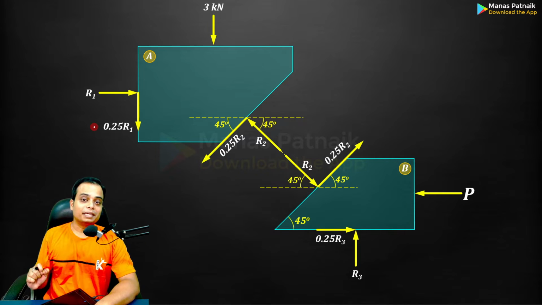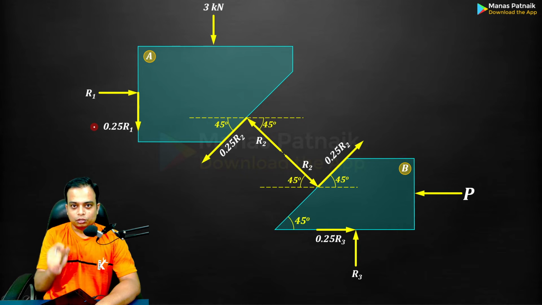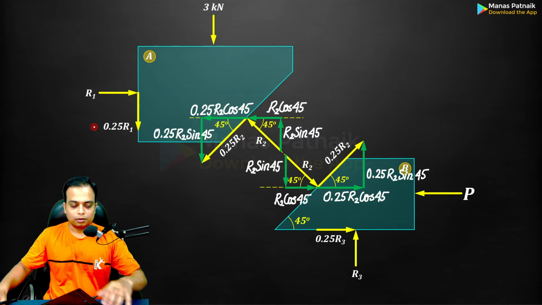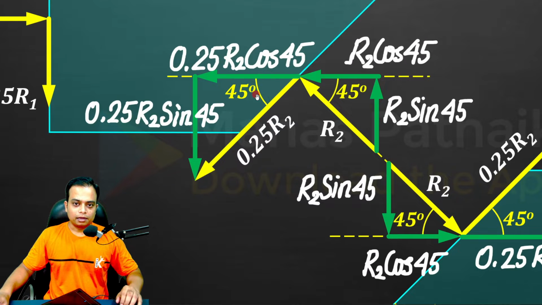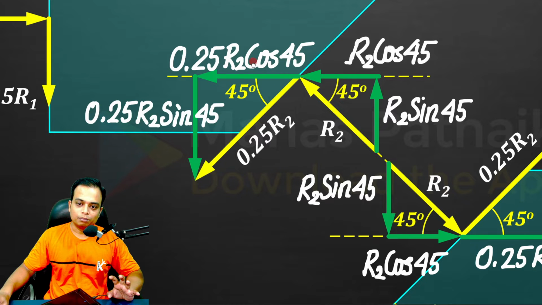Now, the next best thing to do is to resolve the force into components this way. Take a look. Angle, the side in front of the angle is the sine component. If this is 45, this is 0.25 R2. This has got to be 0.25 R2 sine 45. And the side remaining is the cos component.